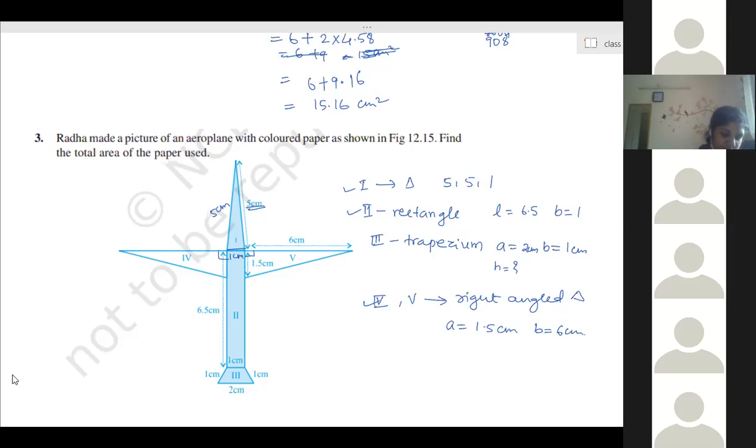So root 11 is 3.31. 3 by 4 into 3.31 is 9.93 by 4, which is 2.4825. Yeah, 2.4825.